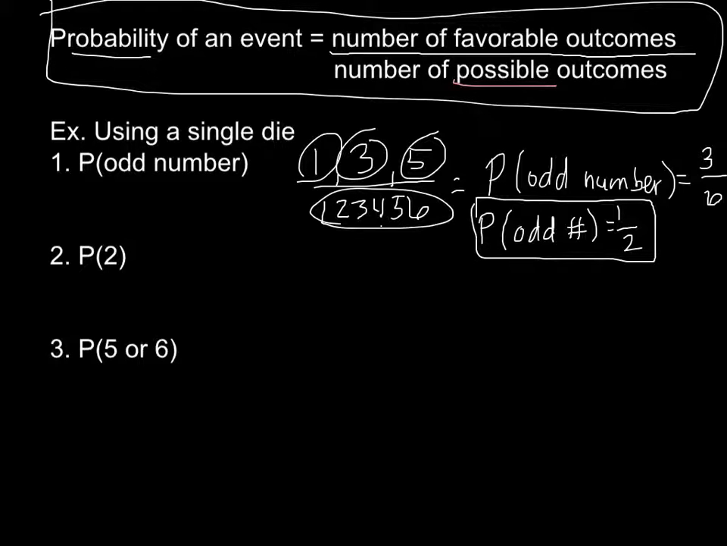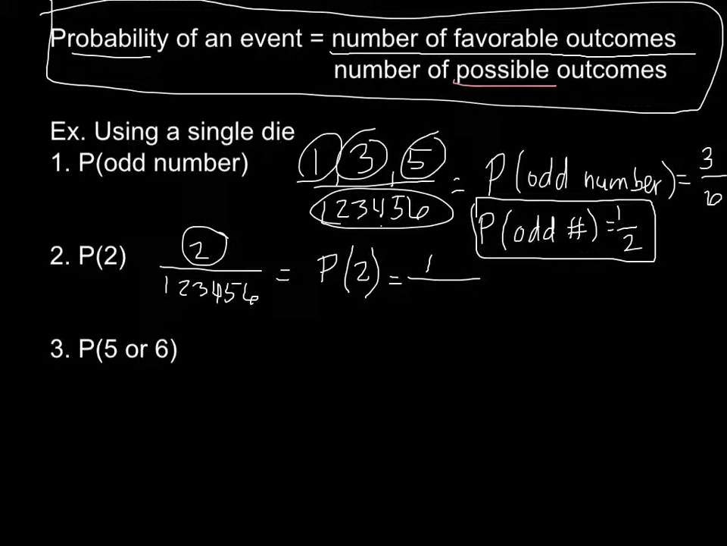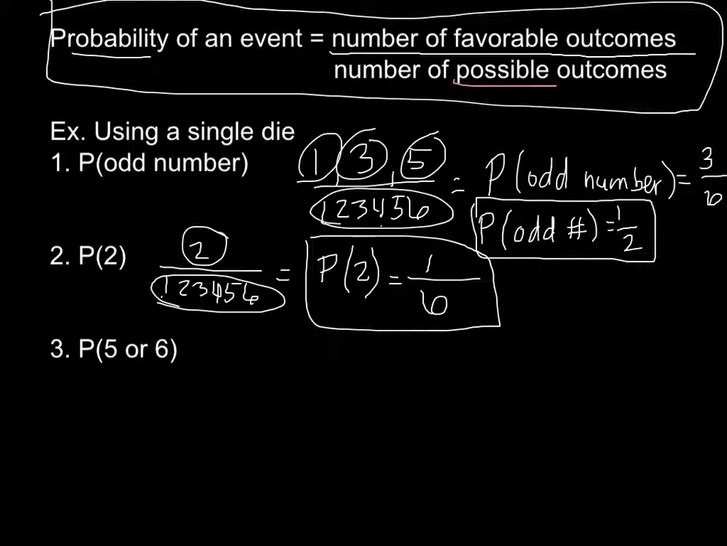So now for number 2, it's saying, what's the probability of getting a 2? Well, I want to get the number 2. And my possible outcomes are 1, 2, 3, 4, 5, and 6. So the probability of getting a 2, I have 1 chance. I have 6 possible outcomes. So the probability of getting a 2 is 1 in 6. And that's already simplified, so I don't have to simplify further.